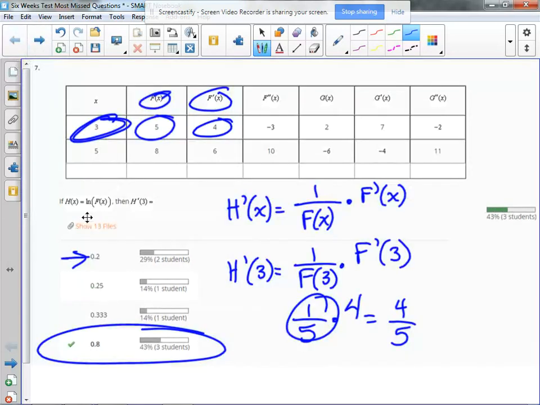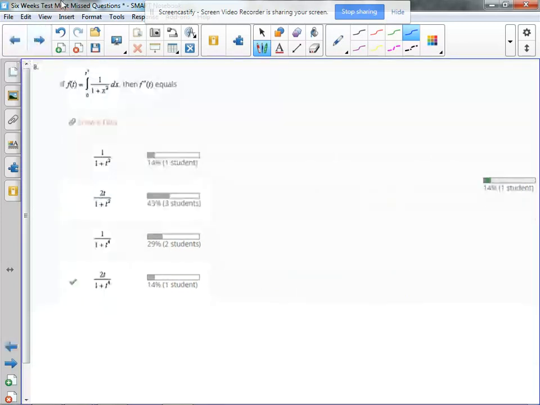They love chain rules on these. Okay, they love chain rules on these questions. So if you see a question like that, think, do I need the chain rule here?